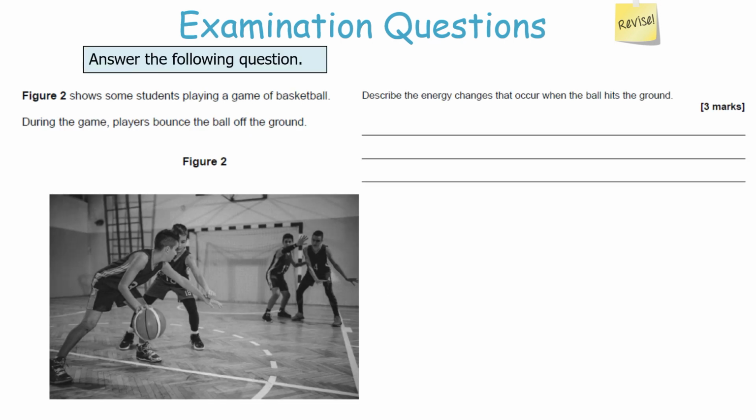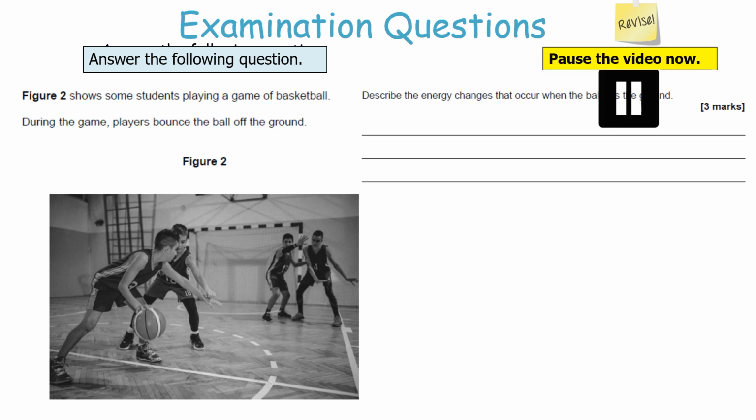Our next question shows us that figure 2 shows some students playing a game of basketball. During the game, players bounce the ball off the ground. So describe the energy changes that occur when the ball hits the ground. So pause the video now, then unpause the video when you want to go through your answer.